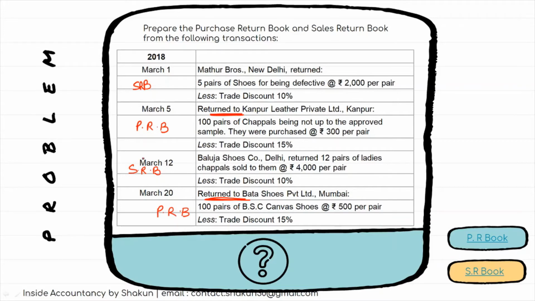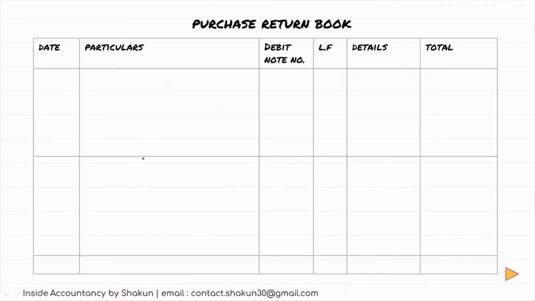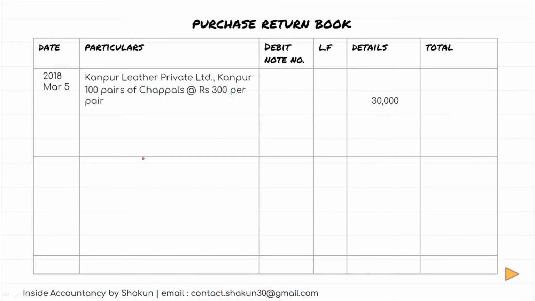Now I am going to go to the question and let's see how these transactions are shown. So this is the purchase return book. I'm going to write the first purchase return which I made from Kanpur Leathers Private Limited, which I just identified from the question. Then followed by the details in terms of quantity and price. After multiplying the quantity with the price, I get 30,000. This is my list price. From the list price, I calculate the trade discount at the rate of 15%. Then I subtract from it and then we get the value, that is 25,500, which is transferred to the total column.